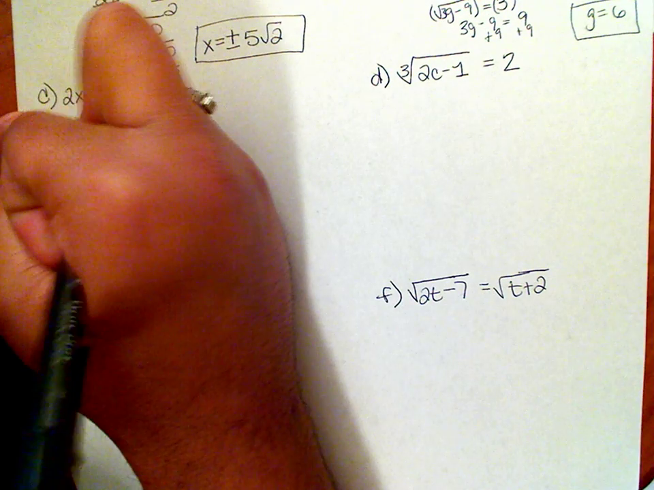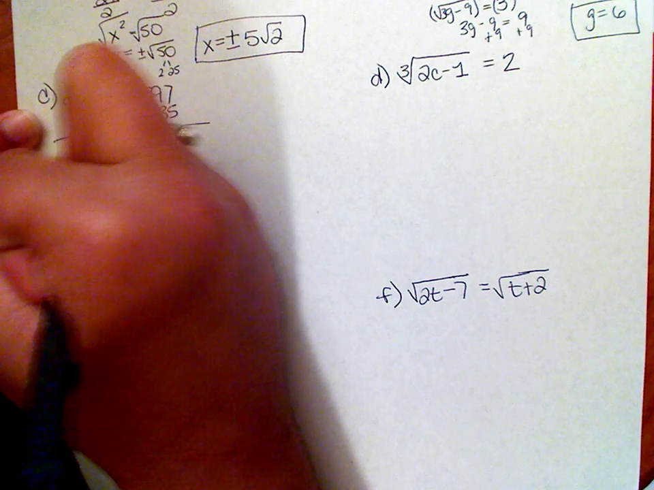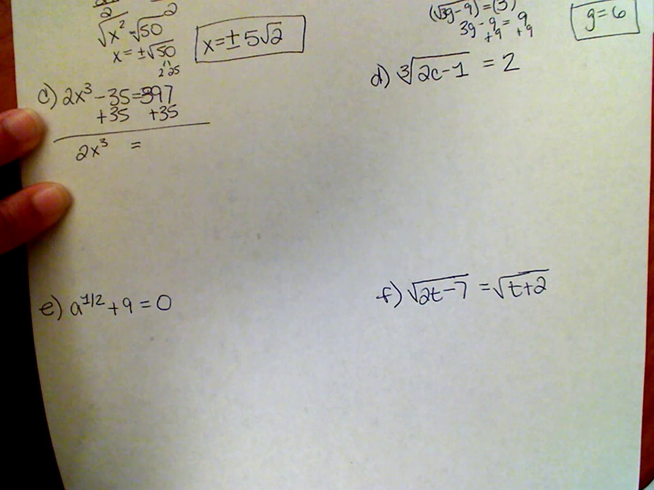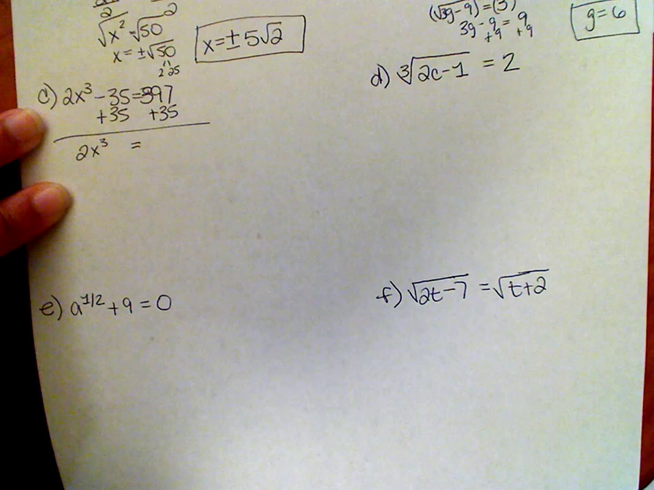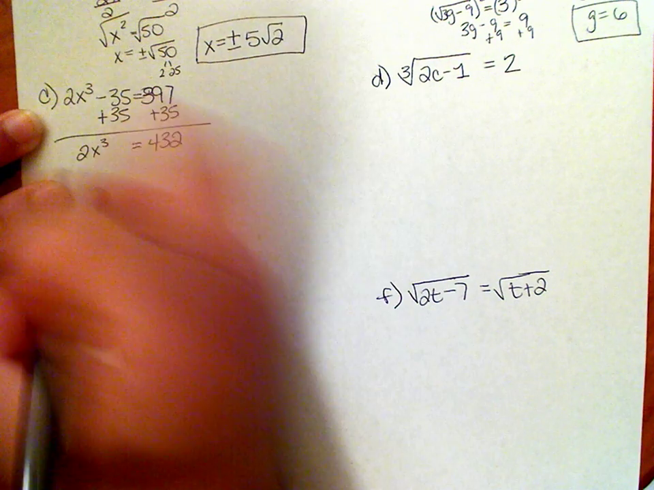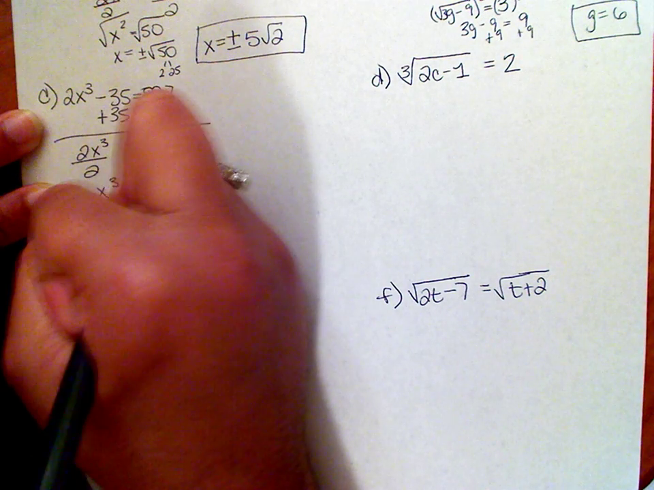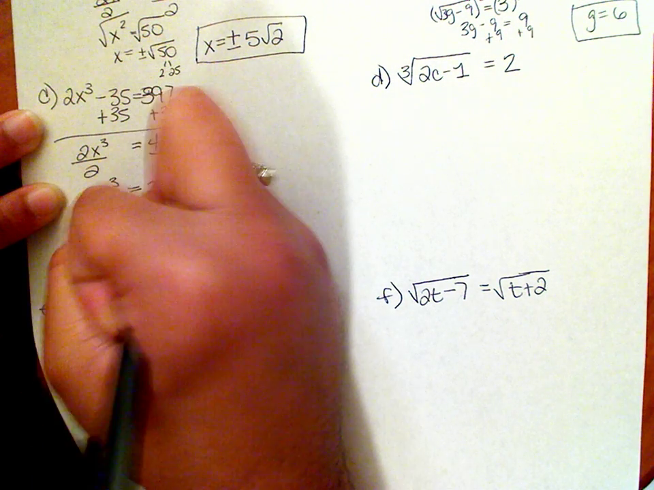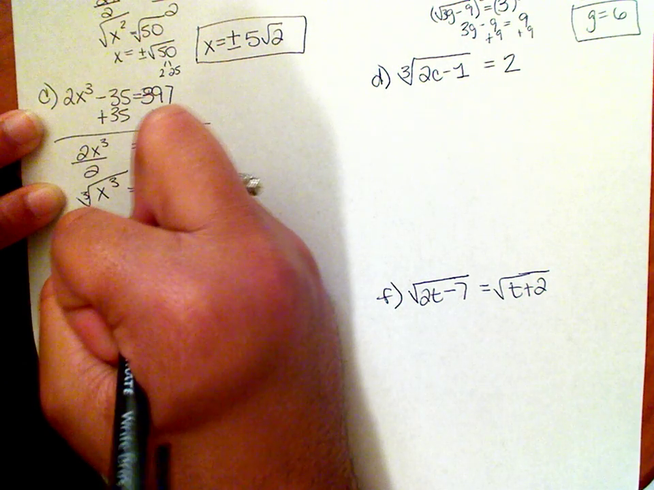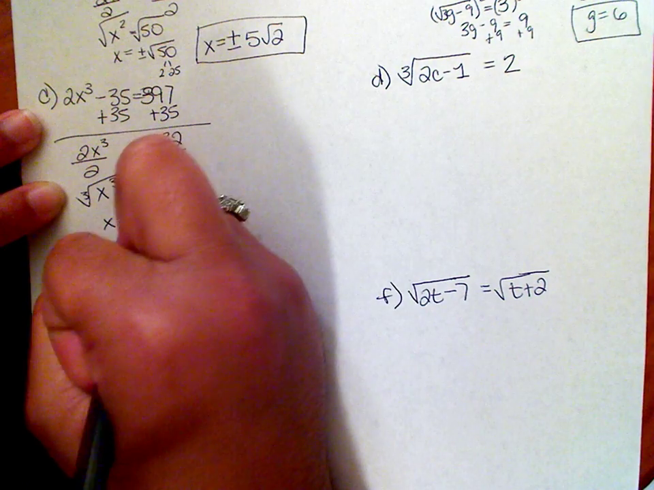So we're going to add 35 to both sides. So 2x cubed equals 397 plus 35, which equals 432. We're going to divide both sides by 2. So x cubed equals 216. We're going to take the cube root of both sides. So x equals 6.